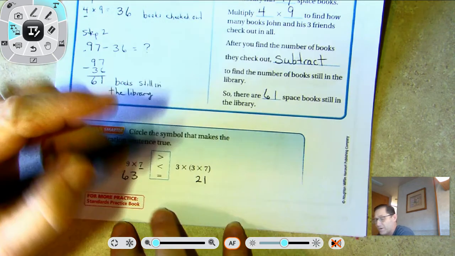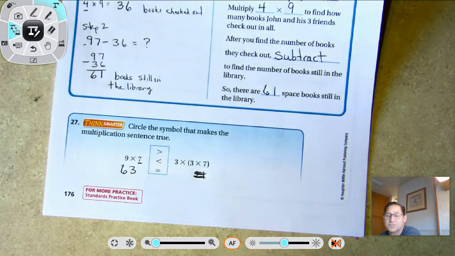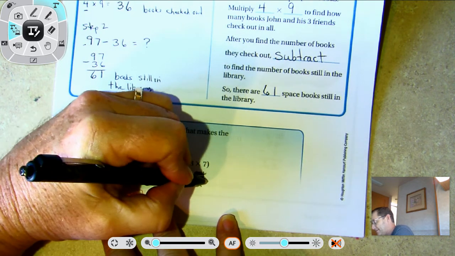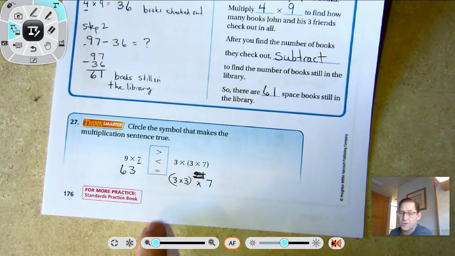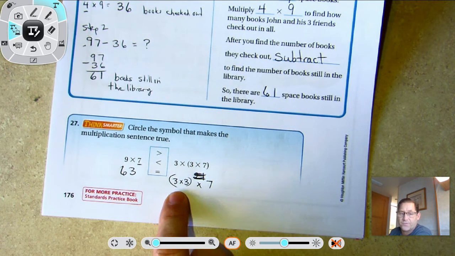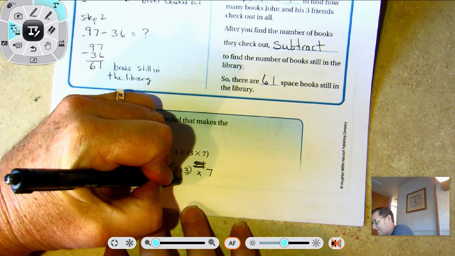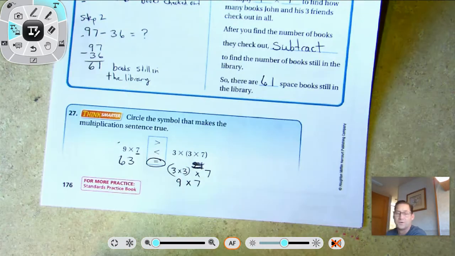Okay. Well, we can also rewrite this problem. I actually want to rewrite this problem using the associative property. Associative property, remember, tells me that it doesn't matter which way I group my factors, I'll get the same product. So I could say 3 times 3 times 7. Did I change the numbers? No. Did I change the operations? No. So all I did was group the 3 with the 3 instead of 3 times 7. 3 times 3 is 9. 9 times 7. They match, right? So these two problems are equal.